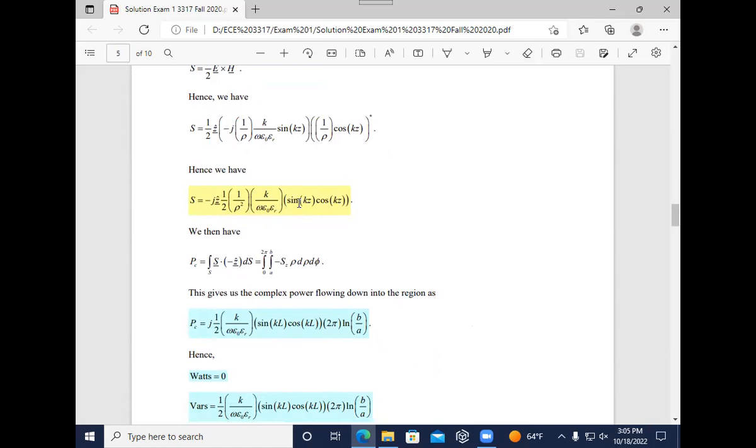So see the sine KZ, cosine KZ, that got converted into sine KL, cosine KL, right? You got this constant here that also just came down. You got the J that came down and 1/2 that came down. And there's a minus sign here, which cancels that minus sign. That's really only one over rho squared.